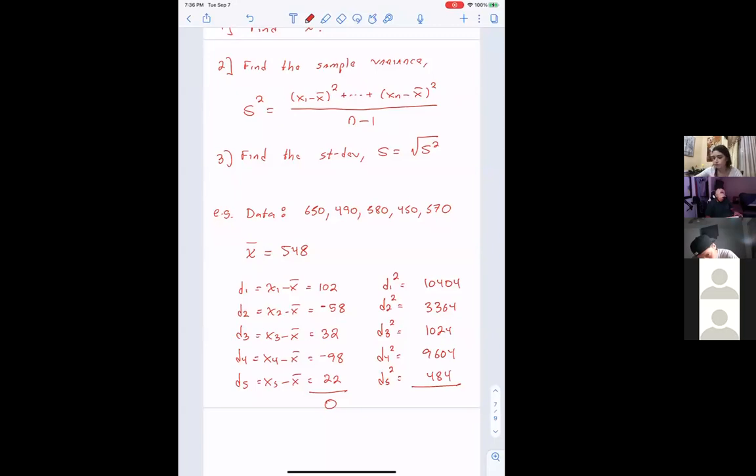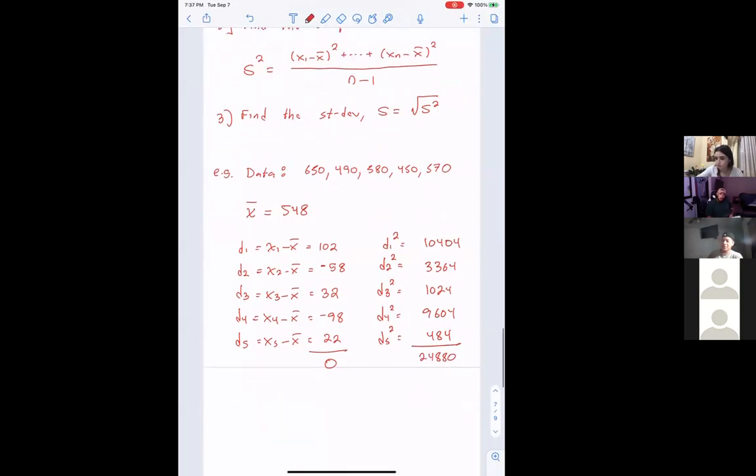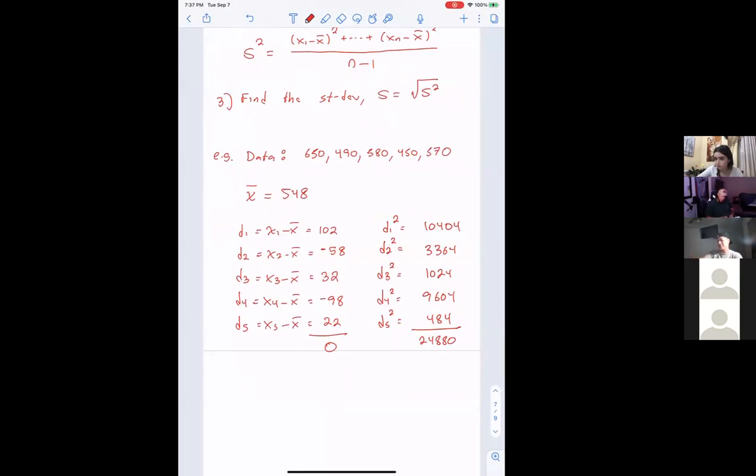And now we're gonna add those up together because that's this step right here. At this point, we have the numerator now. We add them all up together. What do we get when we add them all together? I got 24,880.